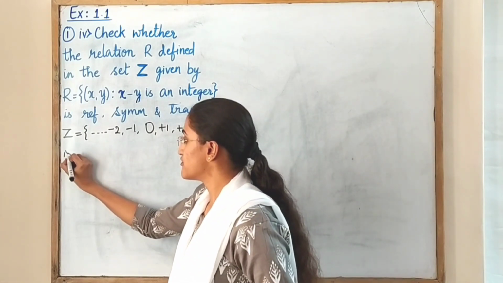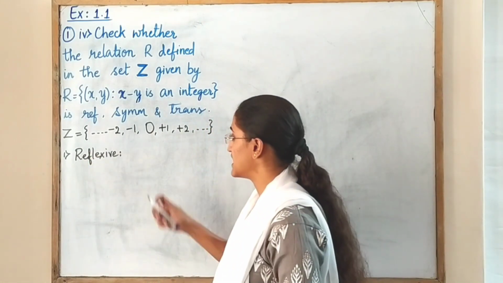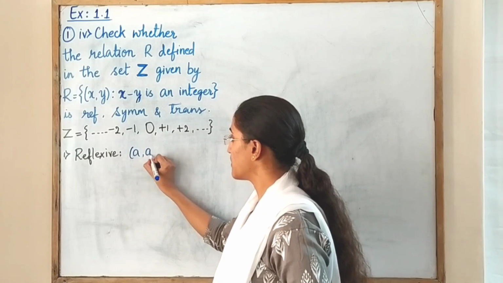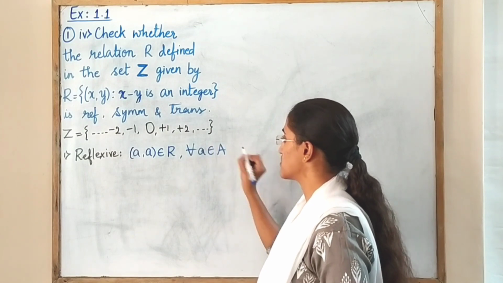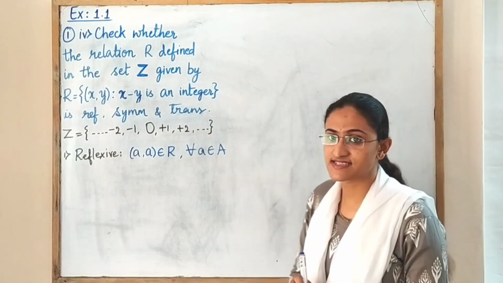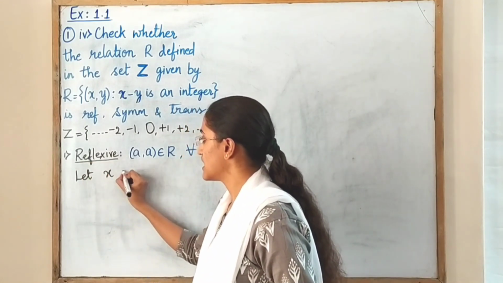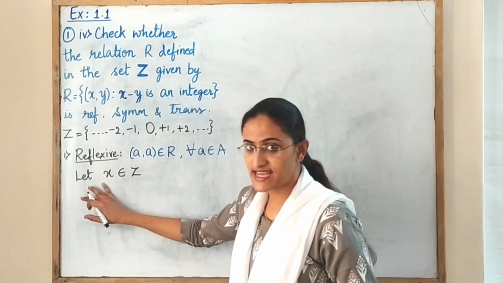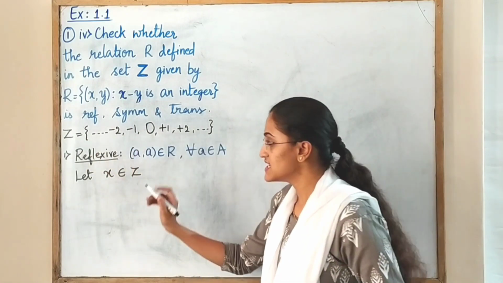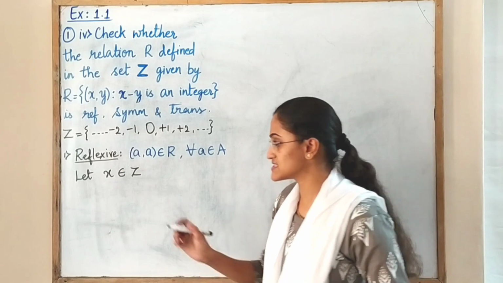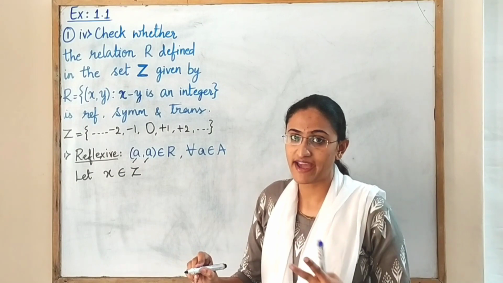Now, starting with the first one, that is the reflexive relation. Remember the condition of reflexive relation: you need to prove that every (A, A) belongs to the relation R, for all elements A belonging to the set A. Here the set A is nothing but Z. Now we shall consider an element X from the set Z, a random integer. In order to prove that it is reflexive, I need to take this element twice, because you need to prove (X, X).